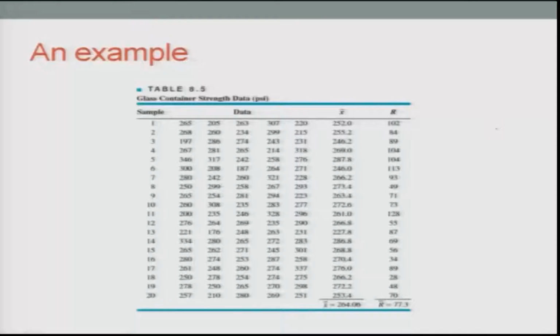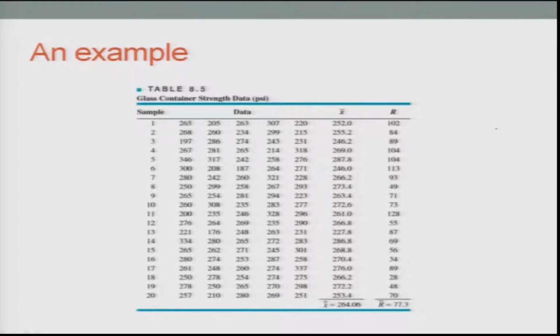So let us consider an example. Glass container strengths are given. You take one sample, size is 5 in number. The first row gives you 265, 205, 263, 307 and 220 as the values, and you have taken 20 samples. So 20 into 5, the total number is 100. For each row, for each sample, you find out the averages, which come out as given in the second last column, which is x bar. So the first value is 252, the last value is 253.